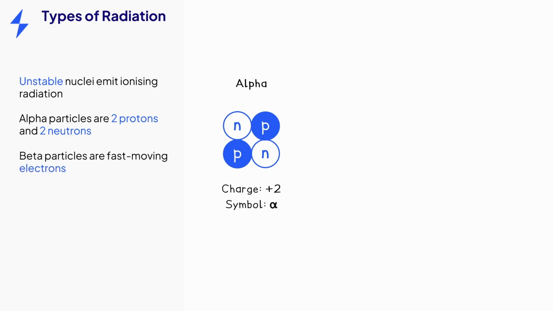Beta particles are just fast electrons. They have a charge of -1, and their symbol is the Greek letter beta. This is pronounced beta in English or American.